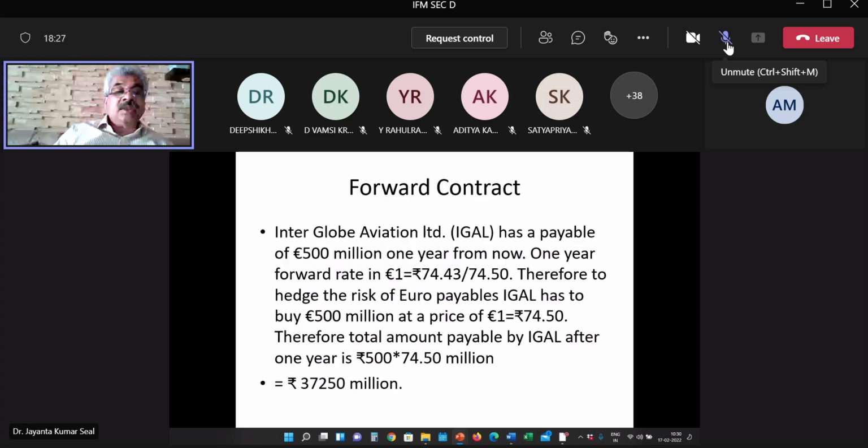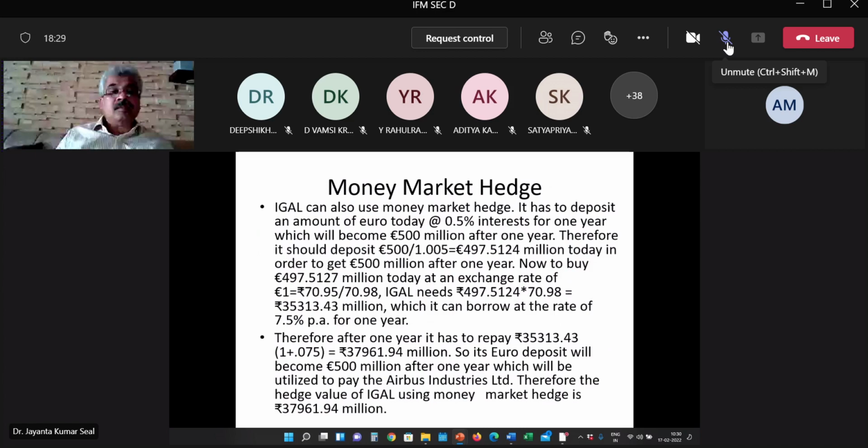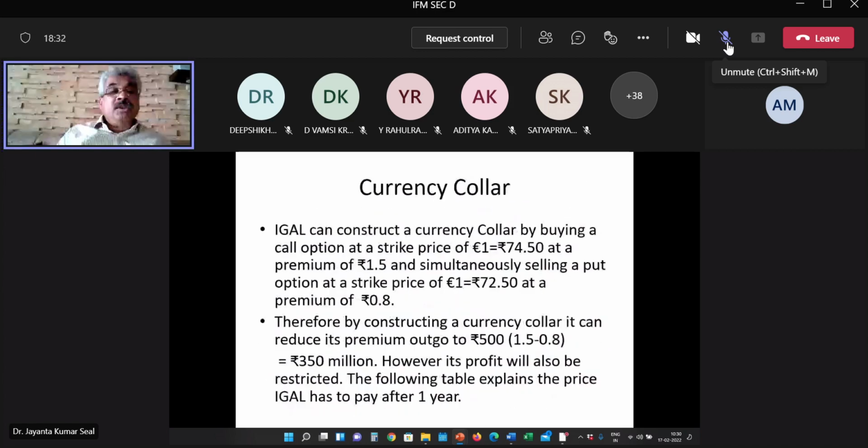How can you construct a currency collar? Interglobe Aviation Limited can construct a currency collar by buying a call option at a strike price of €1 is equal to 74.5 at a premium of 1.5, simultaneously selling a put option at a strike price of 72.5 at a premium of 0.8. When you sell a put option, you receive a premium. When you buy a call option, you pay a premium. So your net premium outgo will be 1.5 minus 0.8, that is 0.7 into 500, that is 350 million. So the major reason for entering into a currency collar is reducing the premium.